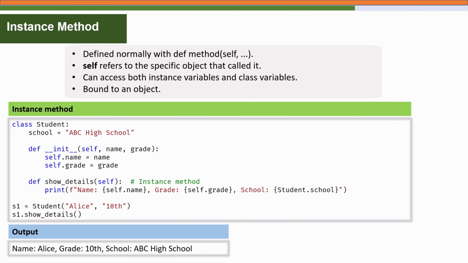So let's start with instance methods. It refers to the attributes using the self keyword, that is, we write self.name and so on. So when we call s1.show, Python automatically passes the object s1 as the first argument to self.